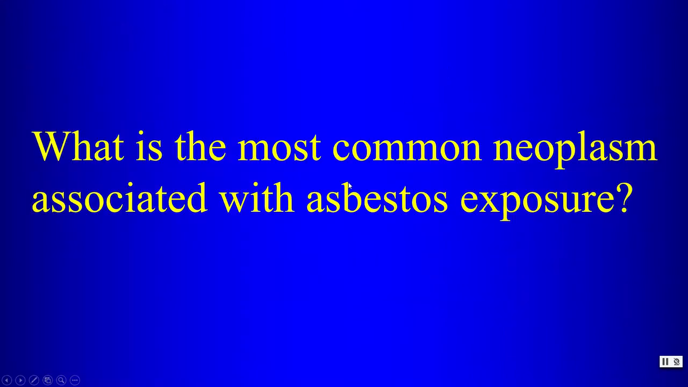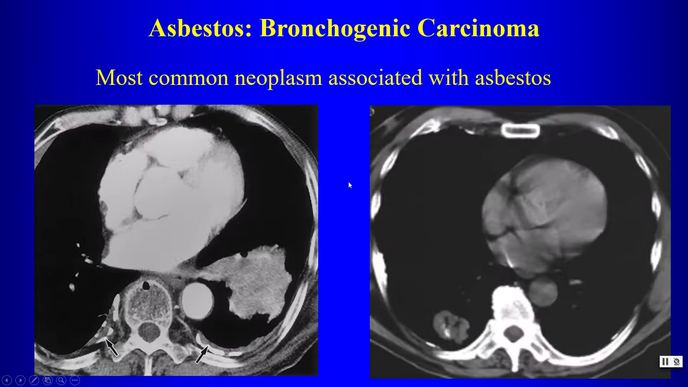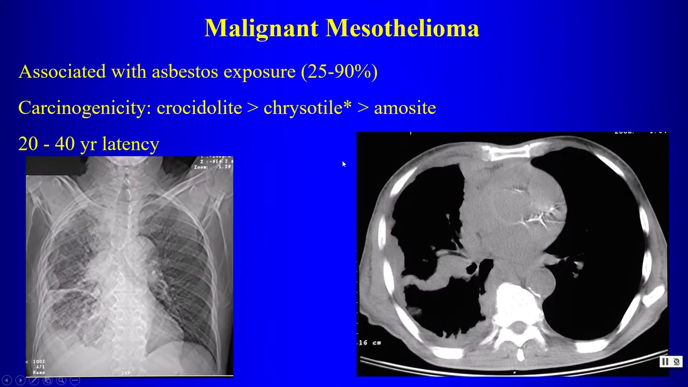What is the most common neoplasm associated with asbestos exposure? Well, the answer is bronchogenic carcinoma. So that is the most common neoplasm associated with asbestos exposure. So here's an example. There's a cancer there in the left lower lobe, and this patient clearly has calcified pleural plaques from asbestos exposure. Here is another example, cancer in the right lower lobe, and again calcified pleural plaques from asbestos exposure. Malignant mesothelioma can also be associated with asbestos exposure.